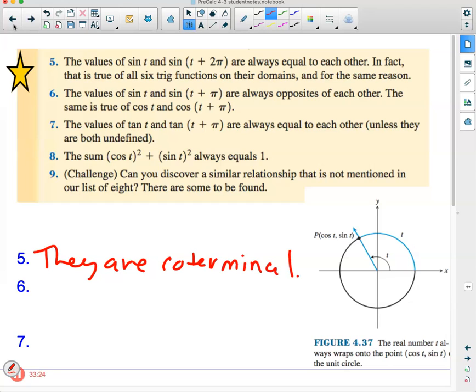They're coterminal. If they're coterminal, then those trig functions are all going to be the same. And like it says, that's true for all 6 of the trig functions that we have. Now 6 says, what if we change this to just pi? The values of sine of t and sine of t plus pi are always opposites of each other. The same is true for cosine of t and cosine of t plus pi.